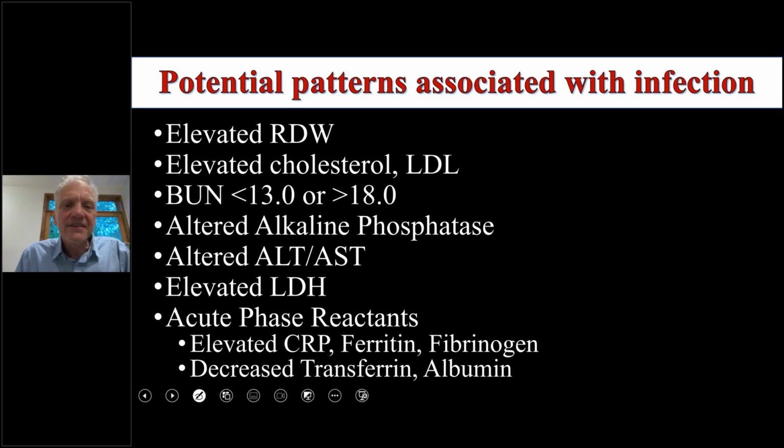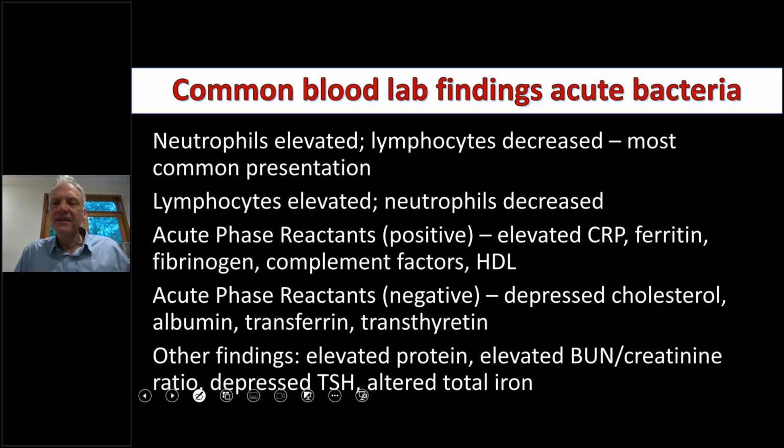All right, so let's move ahead. Common blood lab findings for acute bacteria. Neutrophils can be elevated, but guess what? Not always. Some GI infections that are bacteria I find can flip that upside down. You can have lymphocytes higher and neutrophils lower.